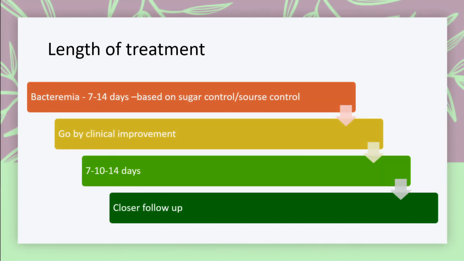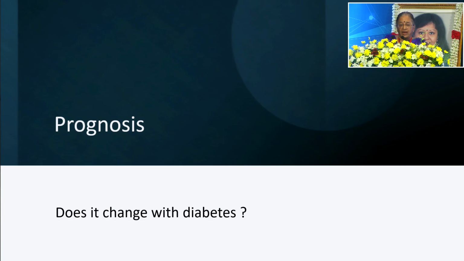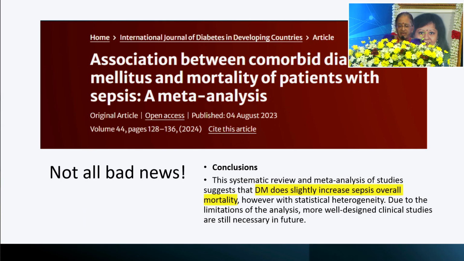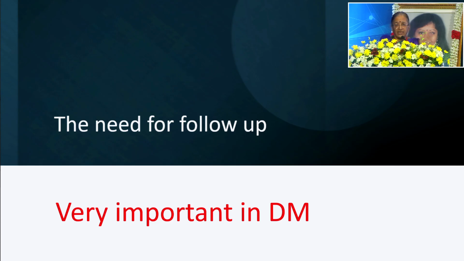Now, the role of antibiotic therapy, how long do we give? We give for bacteremia 7 days, but based on the sugar control or source control, you can prolong it. And what is the prognosis? Does it change in diabetes? Not all news is bad news. Many diabetic patients actually do well, and the mortality is not very high compared to non-diabetics. That is because we are managing them better.